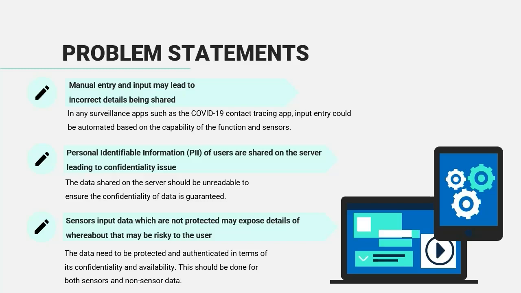The third one is that sensor input data which is not protected may expose details of whereabouts that may be risky to the user. The data needs to be protected and also authenticated in terms of its confidentiality and availability. This should be done for both sensor and non-sensor data.